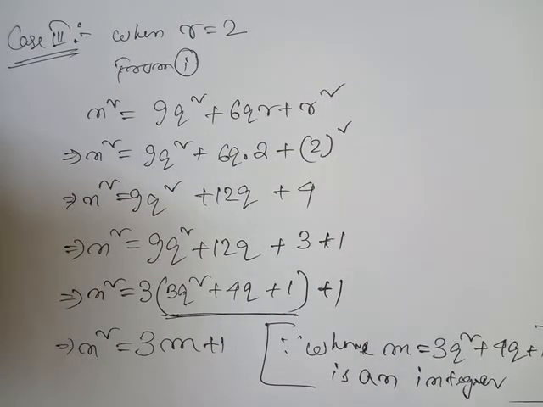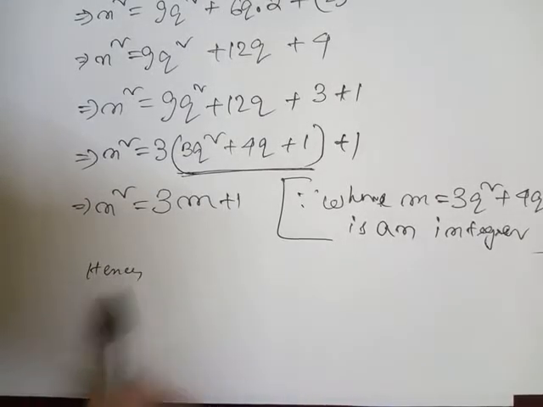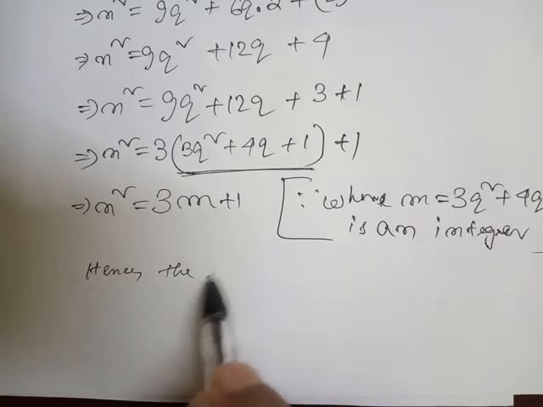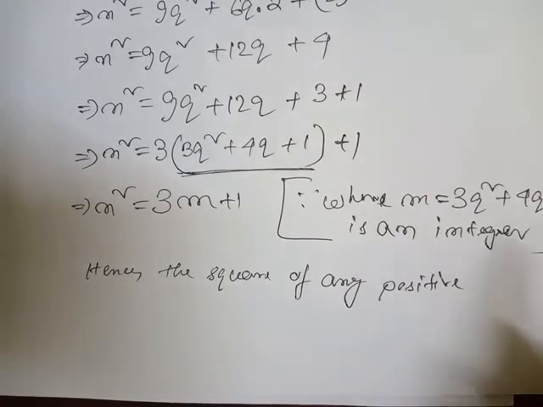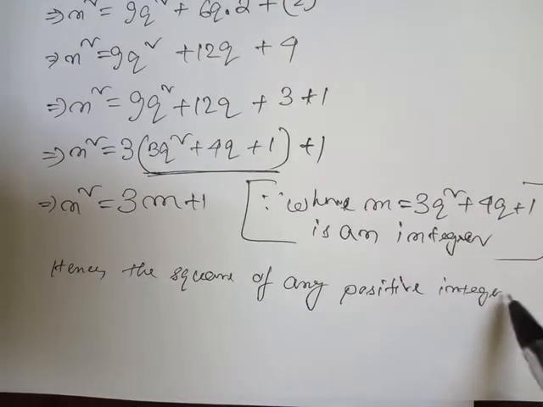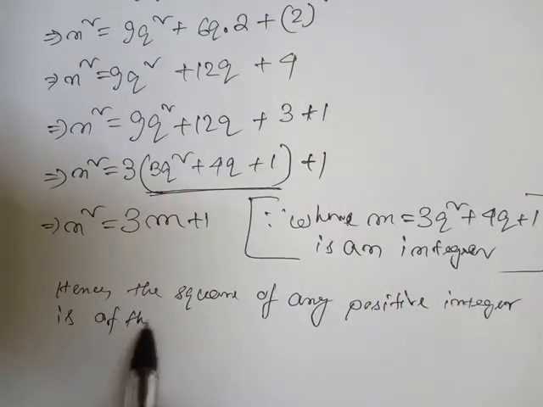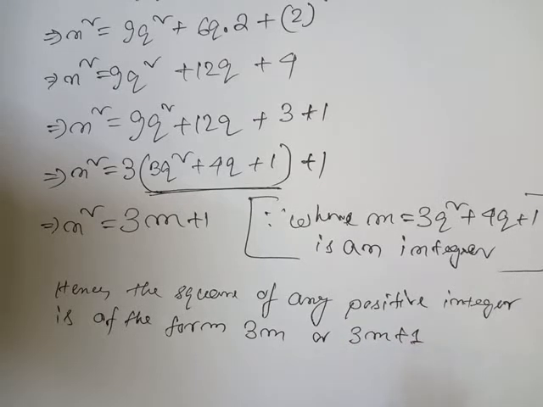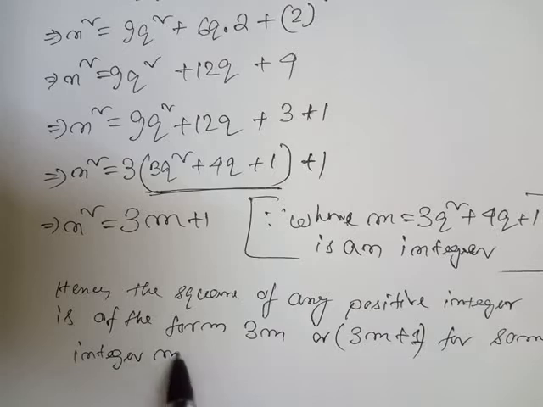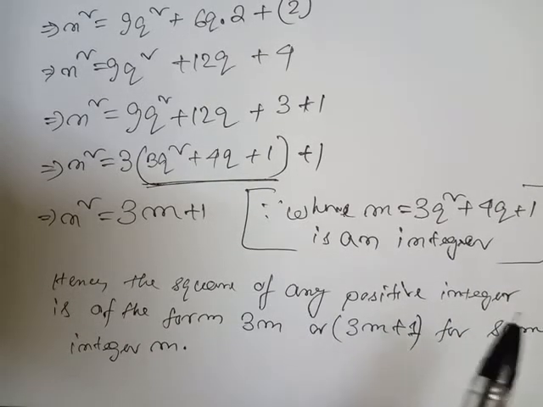So in the last line I will write that, hence the square of any positive integer is of the form 3m or 3m plus 1 for some integer m. Hence proved this one. Yes, clear.